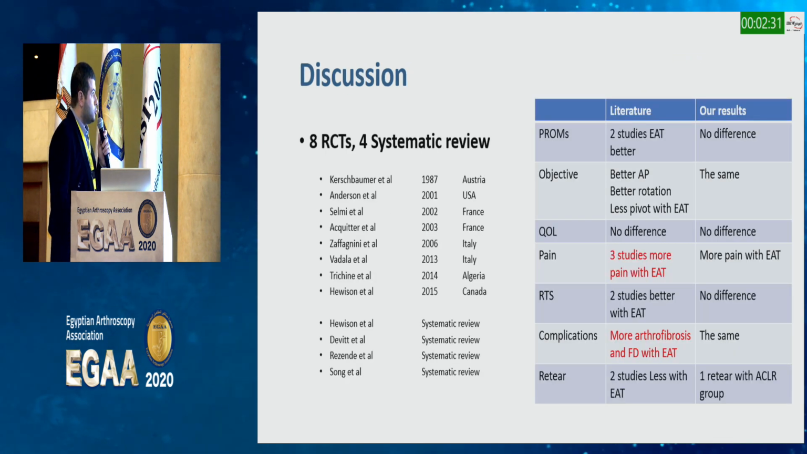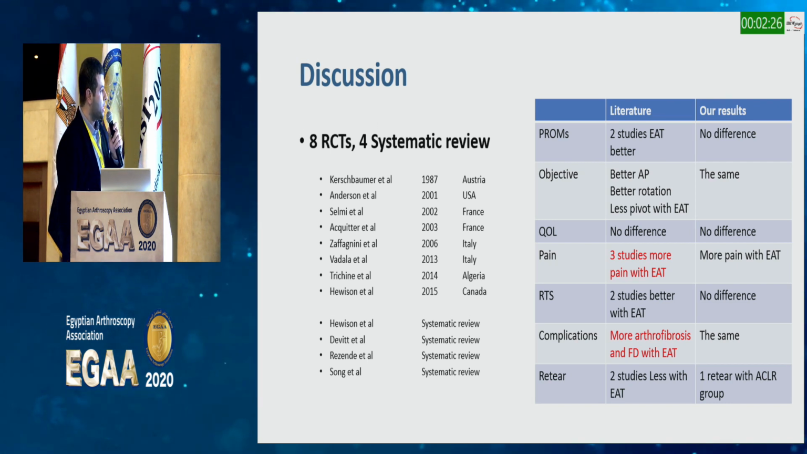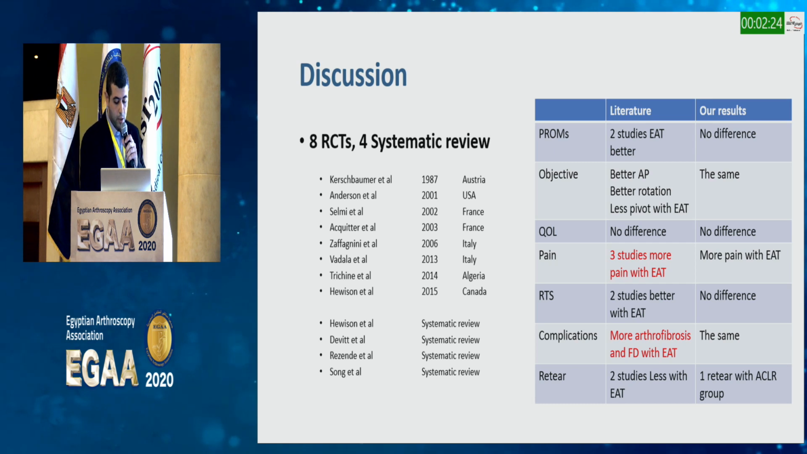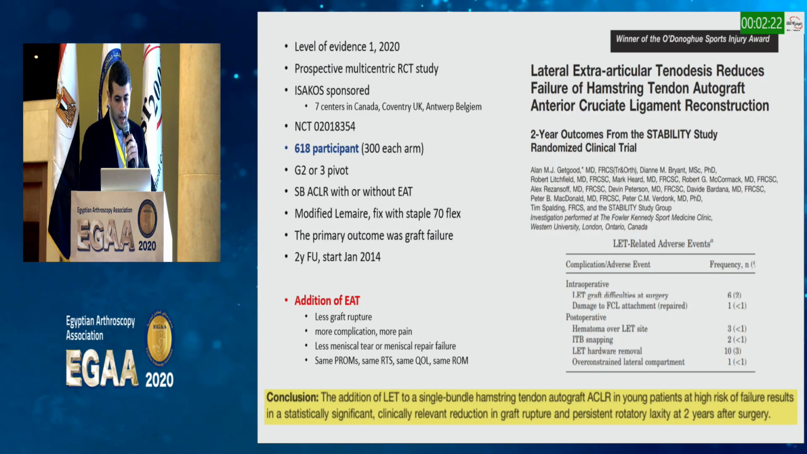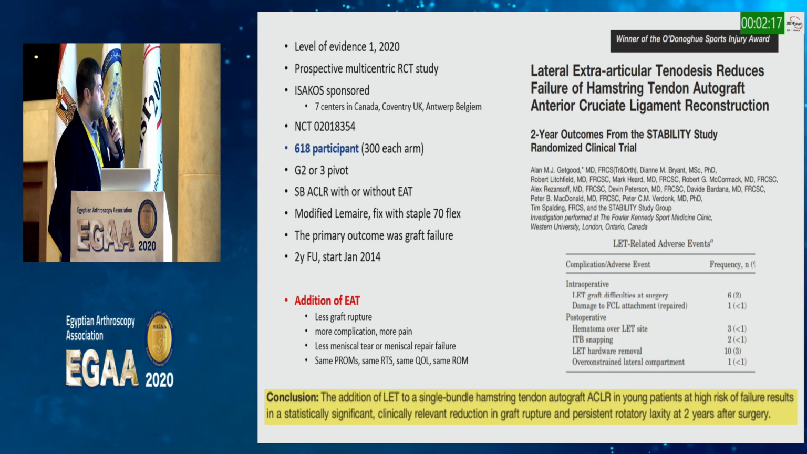We compared our results to the literature. We found our results comparable to the literature. Also, the pain and the complications were found to be more with the extra-articular tenodesis group. This is the STABILITY study. This is the largest study done on the same topic that we have.